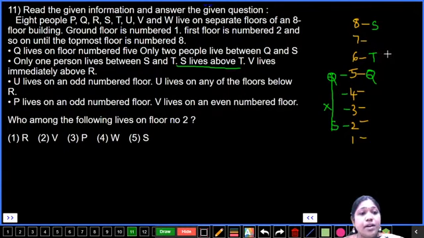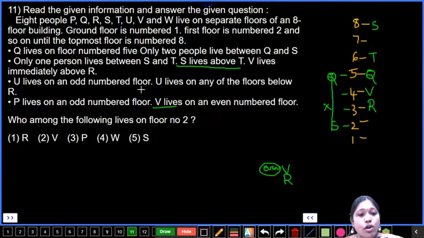V lives immediately above R. How is V living means? V lives immediately above R, and then V lives on an even number floor. So with this we have completed our conditions. So we'll check the availability of places. If I place V on the 4th floor, I have a possibility V and R, or else 2nd and 1st floor, if at all this fits.